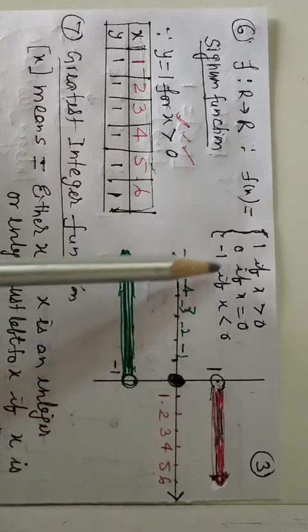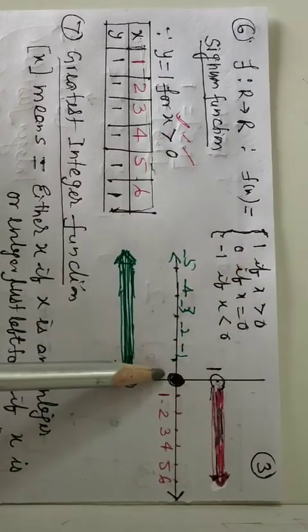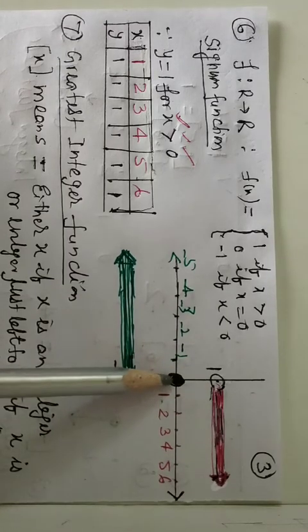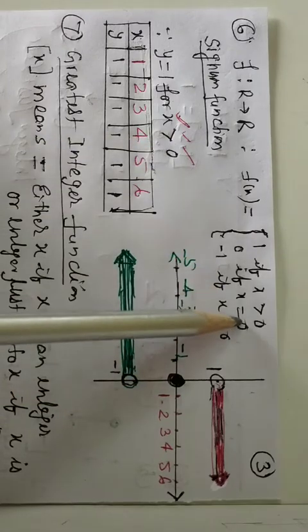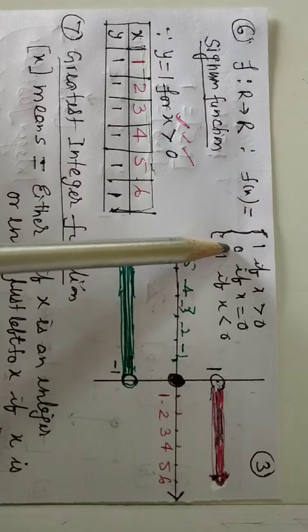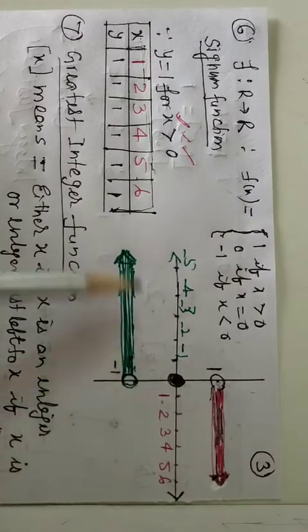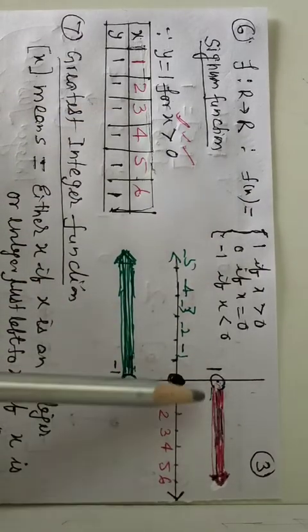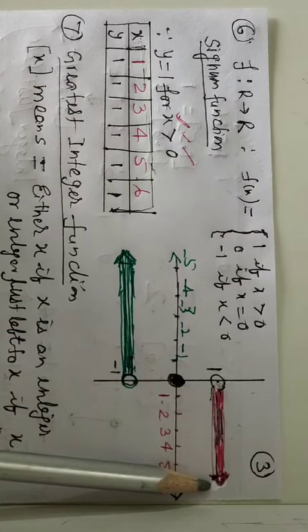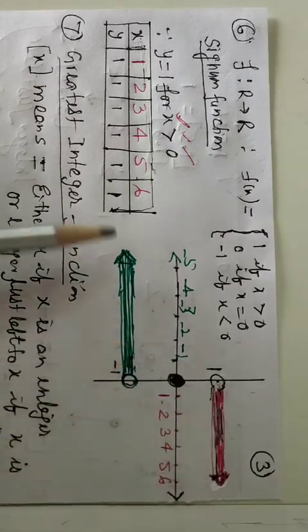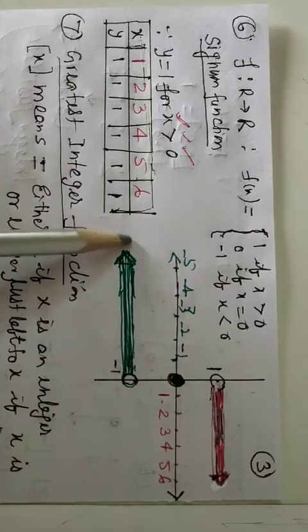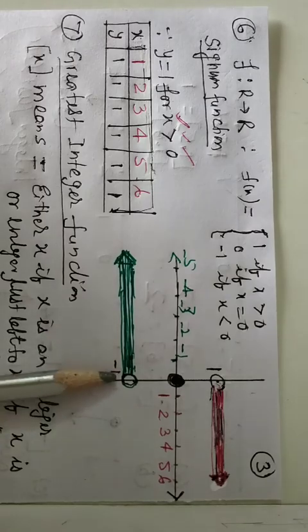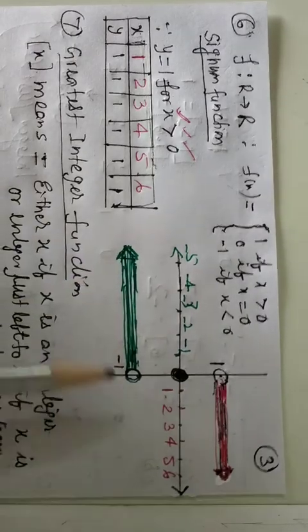At 0, 0 is darkened. So this 0 has been darkened, and as soon as you take x as 0, y will be 0 since f(0) is equal to 0. So now (1, 1), (2, 1), and the graph will move like this up to infinity. Similarly for the last case, minus 1. So this is called the signum function. It will be taught to you in higher mathematics.